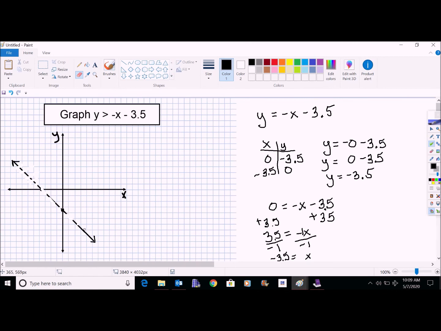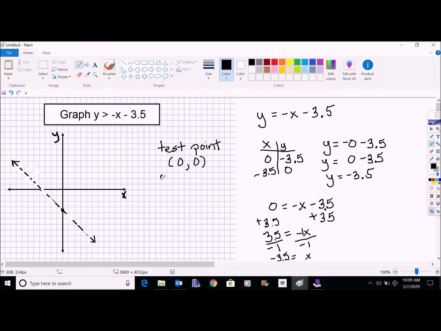Okay, your eraser is going to do much better than my eraser. So I've got a dashed line down here. y greater than negative x minus 3.5. So what I want to do is a test point. And some of you, your good sense might be kicking in, and you might be starting to think, wait, I'm starting to see how the greater than works. But we'll just leave that lie there for now.